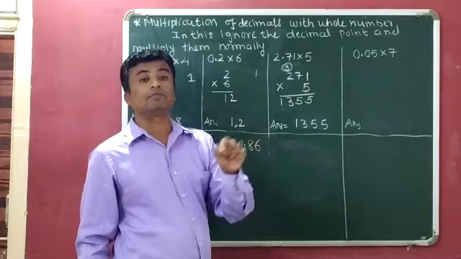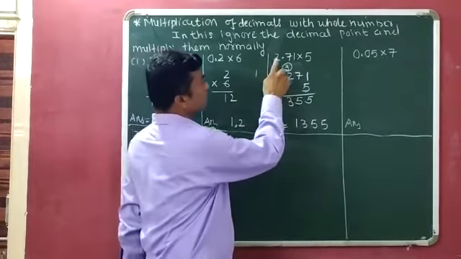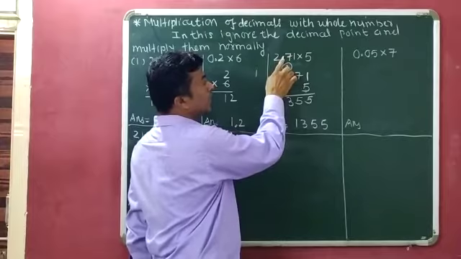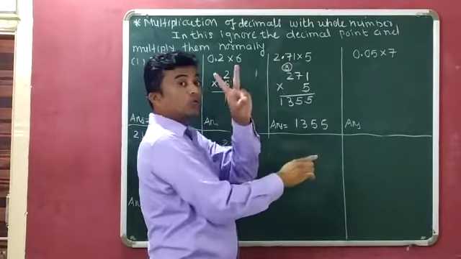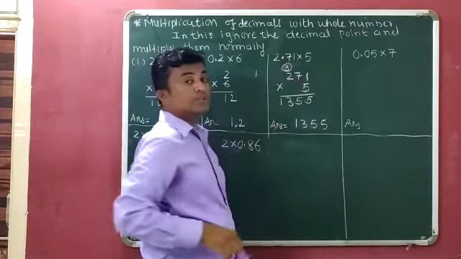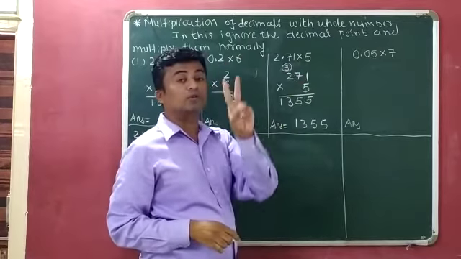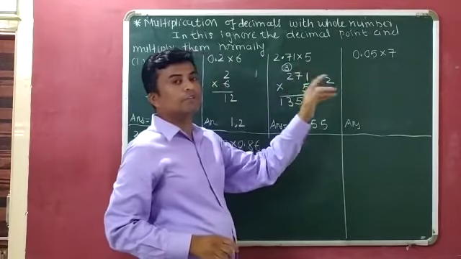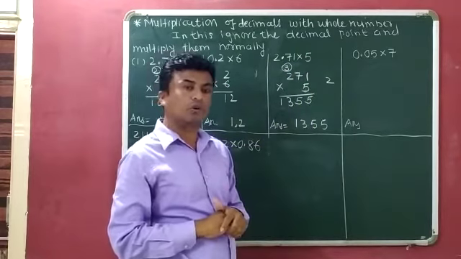Now see children, to write the decimal point in the answer, we will count the number of digits which are available after the decimal point. In 2.71 the decimal point is available here. After the decimal point there are two digits, 7 and 1. So we write 2. And 5 is a whole number, and with 5 no decimal point is available.